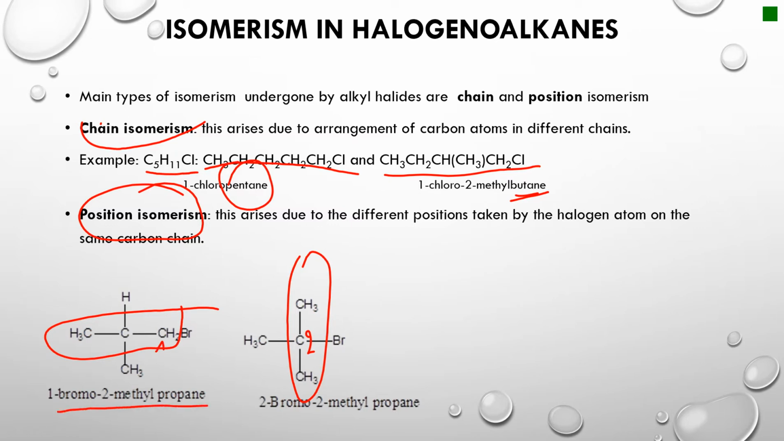When you look at their names, you will see that the only difference is in the position of the bromo halogen. Look here: 1-bromo-2-methylpropane, 2-bromo-2-methylpropane. So the only difference is between 1 and 2, and the rest of the names are the same. That confirms that these molecules differ only in the position of the halogen bromine.